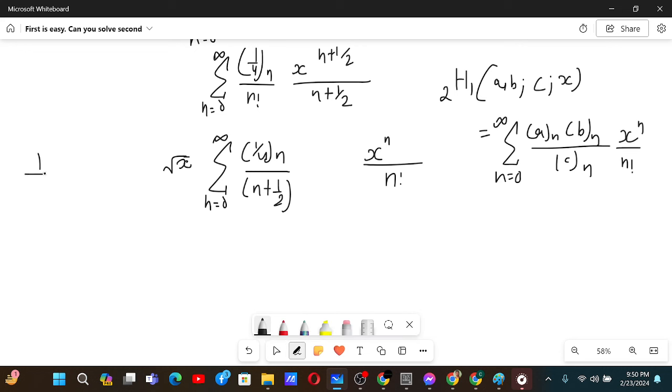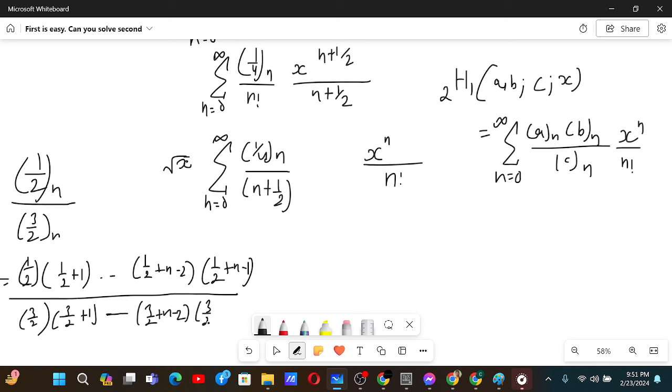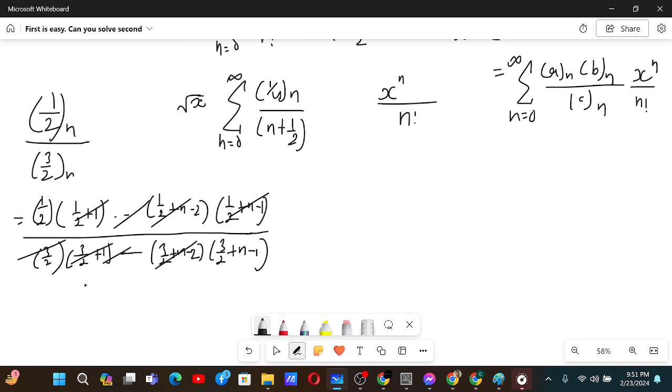Now let me show you something. So rising factorial of 1/2 by rising factorial of 3/2. Now this will just be 1/2, 1/2 plus 1, up to 1/2 plus n minus 2, 1/2 plus n minus 1, by rising factorial of 3/2, which is 3/2, 3/2 plus 1, up to 3/2 plus n minus 2, and then 3/2 plus n minus 1. Now you can notice that these two are actually equal, because 1/2 minus 1 and 3/2 minus 2 are the same. This will also cancel out, this will also cancel out, this will also cancel out. So what we are left with is 1 by, now this is just 2n plus 1.